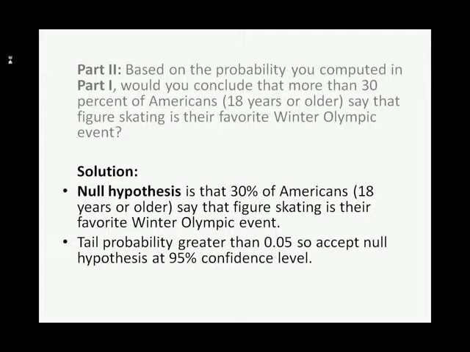Now, in part 2, based on the probability obtained in part 1, we have to conclude whether the claim holds that more than 30% of Americans say that figure skating is their favorite Winter Olympic event. We observe first that the null hypothesis here is that 30% of Americans say that figure skating is their favorite event. If the tail probability is less than 0.05, we reject the null hypothesis, and if the tail probability is more than 0.05, we accept the null hypothesis at the 95% confidence level.